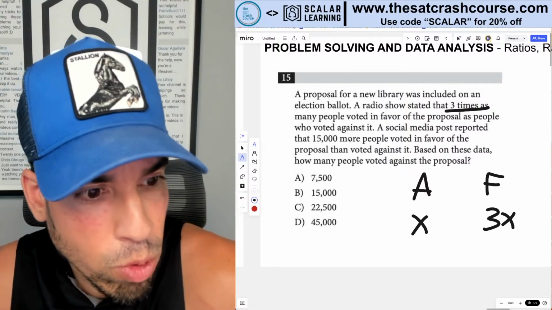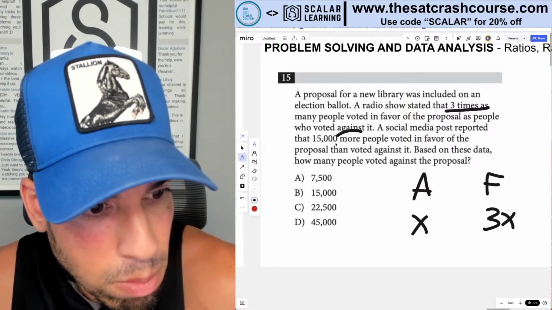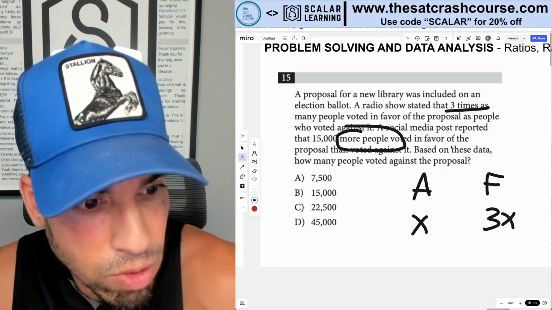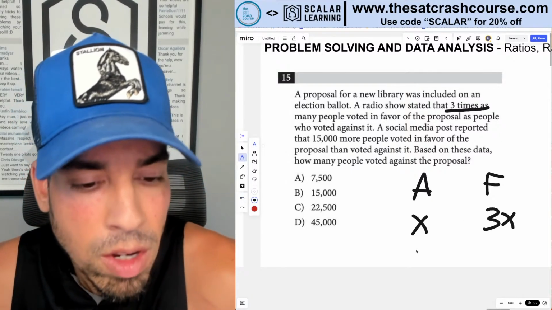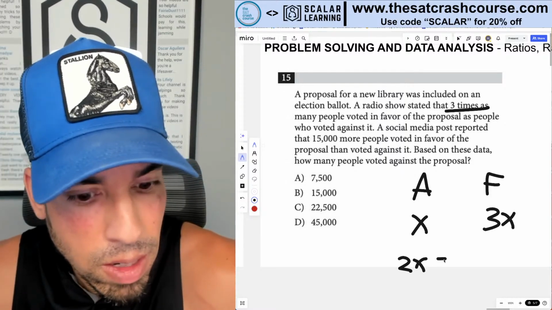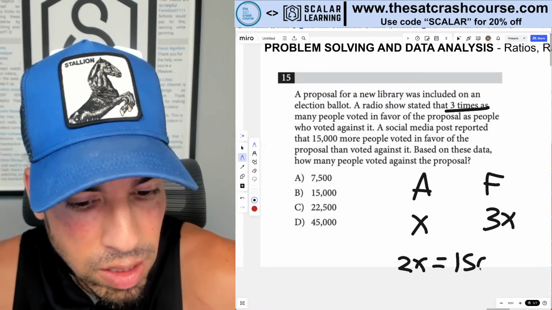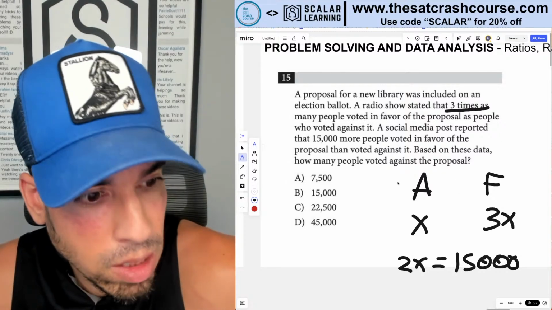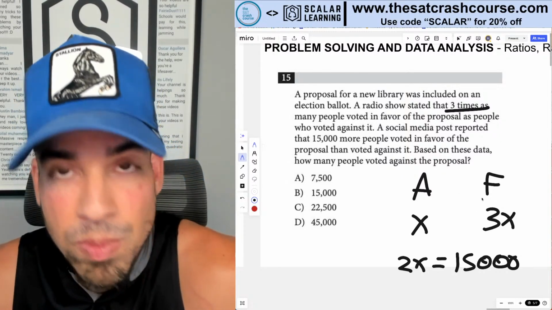A social media post reported that 15,000 more people voted in favor of the proposal than against it. So that means 3x minus x, meaning 2x is equal to 15,000. All right. Based on this data, how many people voted against the bill?